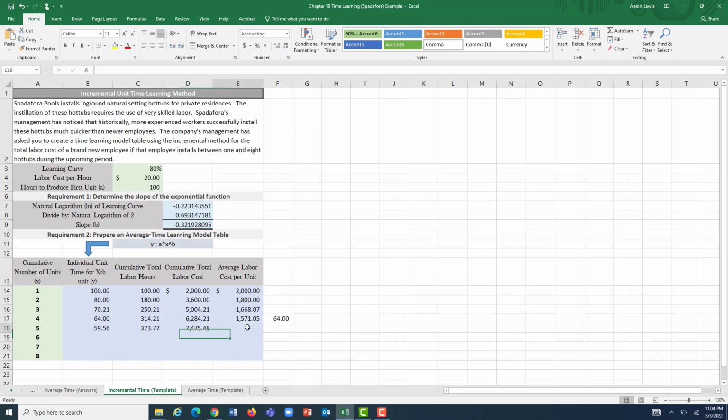And then our average labor cost per unit. What did we do? 2,000 divided by 1 was 2,000. 3,600 divided by 2 was 1,800. 5,421 divided by 3 came out to 1,668. We want this to slide down every time. So I'm going to make this so it's always equal to our cumulative labor cost divided by the cumulative number of units. And that comes out in this case to $1,495.10. And now that I have everything set up correctly, we can make this go real fast. Fill handle in the corner all the way down the line. There we go.